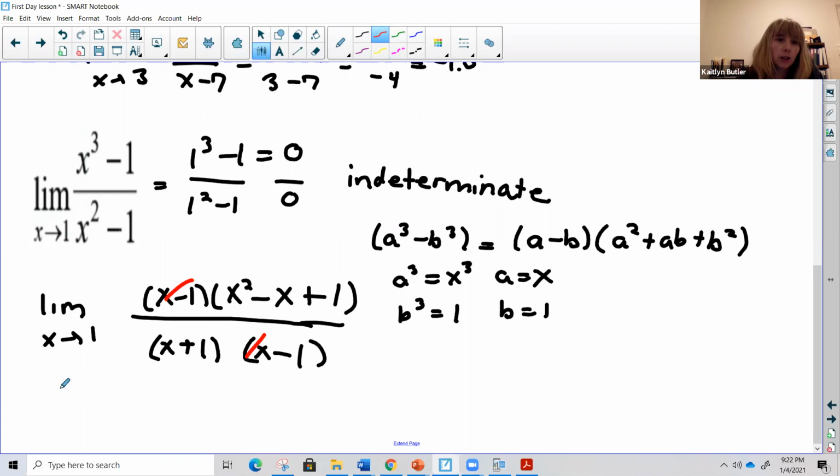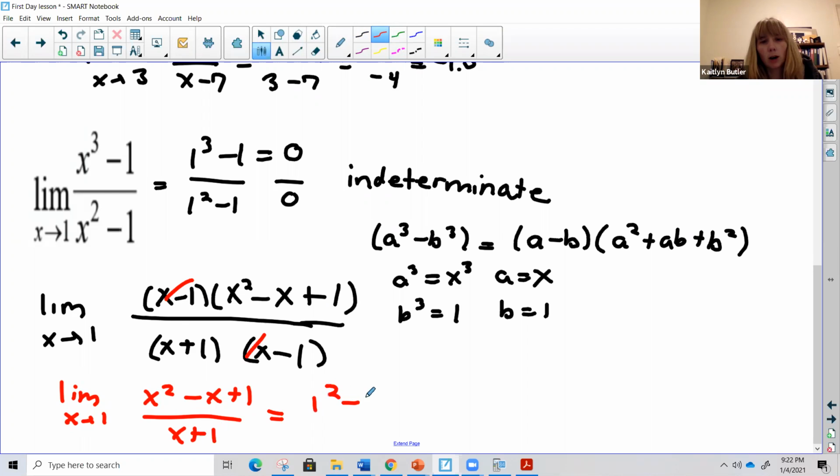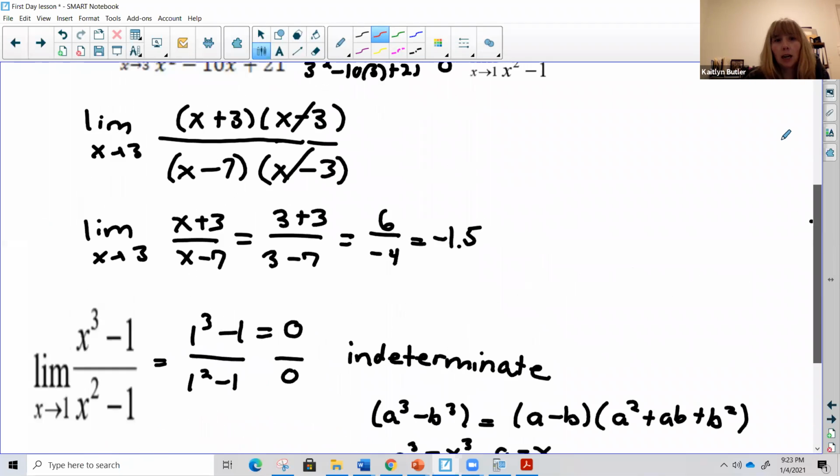So those cancel. So this is the same thing simplified as x squared minus x plus 1 over x plus 1. And then you just plug in the 1. So you get 1 squared minus 1 plus 1 over 1 plus 1. So the top gives me 1 minus 1, which is 0, plus 1, which is 1. 1 plus 1 is 2. So the limit is 1/2 or 0.5. And that's what this limit is equal to. So that's how you simplify limits algebraically.